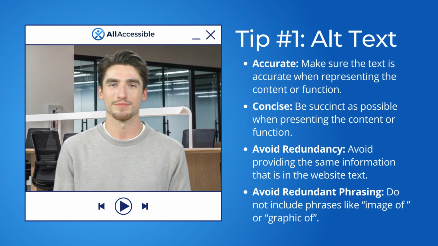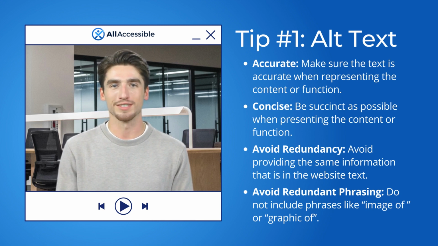Alt text. Alternative text, or alt text, is a textual substitute for non-text content in web pages such as images. Alt text is especially important for website accessibility because the alt text descriptions are read aloud to blind users on a screen reader. When developing your alt text descriptions, it is important to keep the following guidelines in mind.